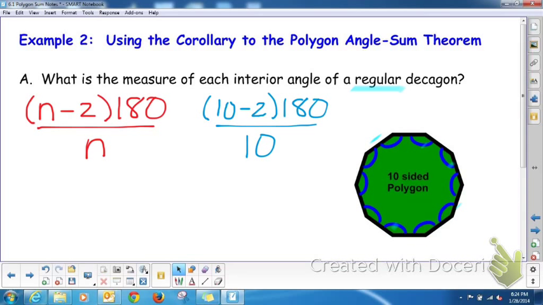10 minus 2 is 8, and 8 times 180 is going to give us 1,440 degrees. And then we want to divide by the number of sides. So we're going to determine that each one of the angles in this regular decagon is going to be 144 degrees.